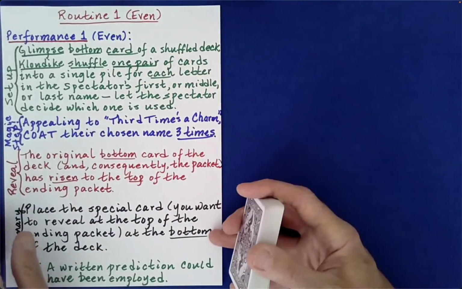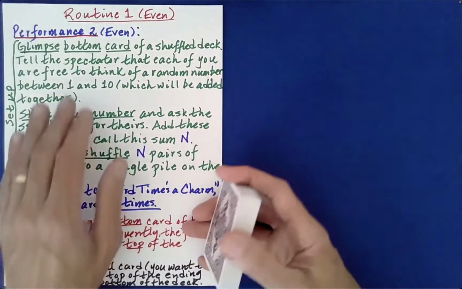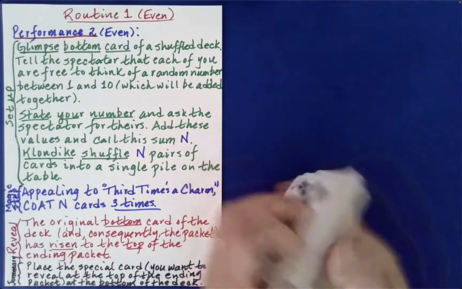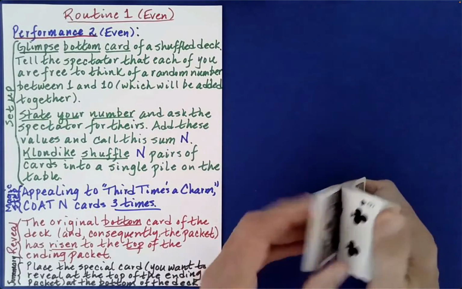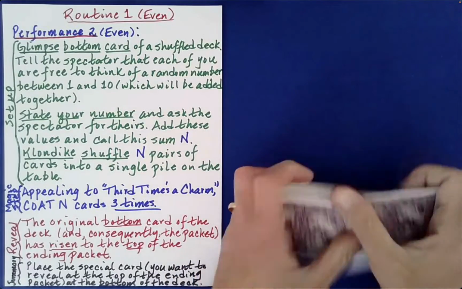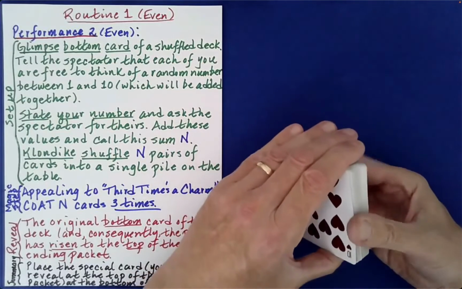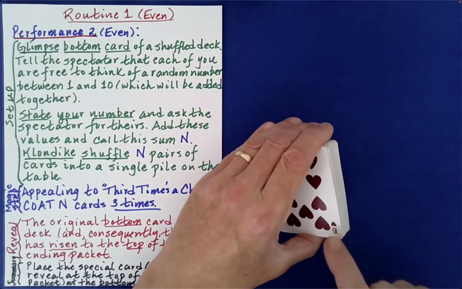Let's go on to the second performance. As before, we'll have you glimpse the bottom card of a shuffled deck. And a lot of spectators are perfectly happy to have you shuffle it, and if they want to keep an eye on you and make sure that you're doing it right, but in the process of doing that, it's so easy for you to glimpse. I mean, even right now, glimpse the bottom card.